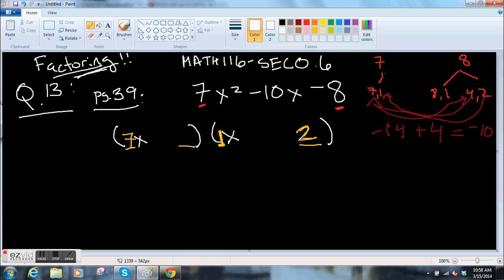So 7 times 2, I want this to be negative because I want negative 14, so I make that a minus. And then the 2 times 1 will be positive. And then this part is going to be plus 4 because I want the minus 8.